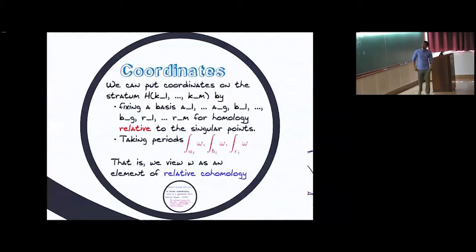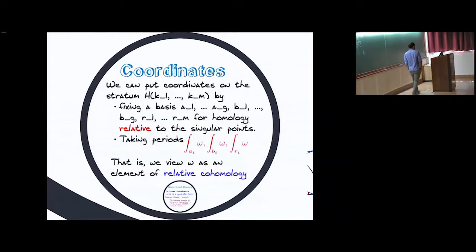What you do is you first build a set of coordinates. You put coordinates on the stratum by fixing a basis for homology relative to the singularities, and then you take periods of your one form on this basis. Any basis will give you local coordinates. So I should have said local coordinates up there. That is, we're viewing omega, your one form, as an element of relative cohomology. So these are coordinates modeled on a vector space.